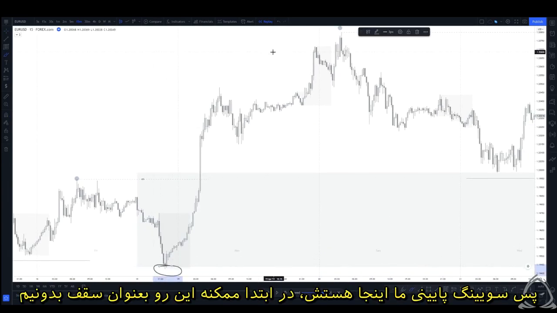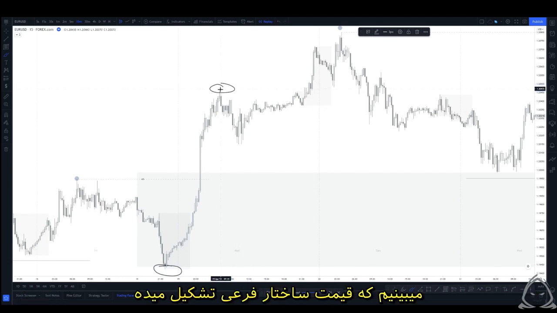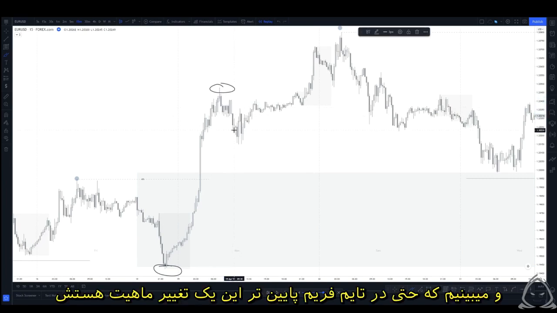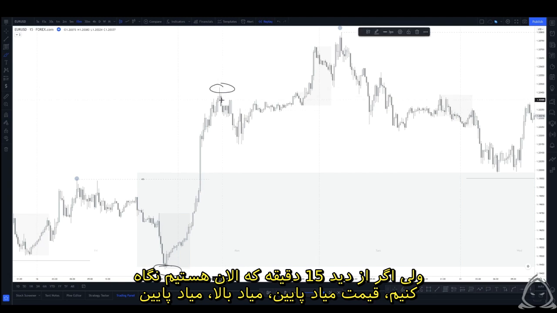So now we have our swing low here, and initially we would probably view this as our high. We can see that price creates substructure, and we can see even on a lower time frame this would be considered a change of character. But if we're just looking at this more from a 15-minute lens, which we are, you can see that price comes down, comes back up, comes down.